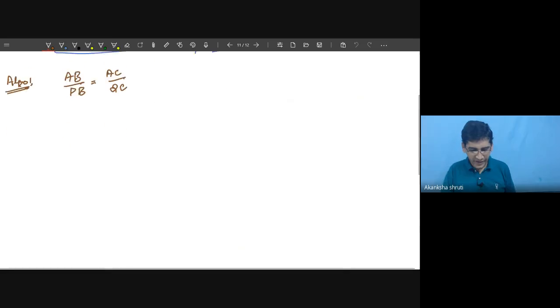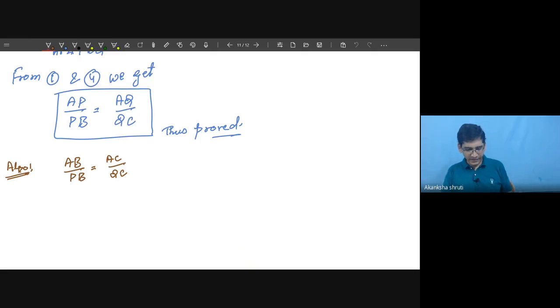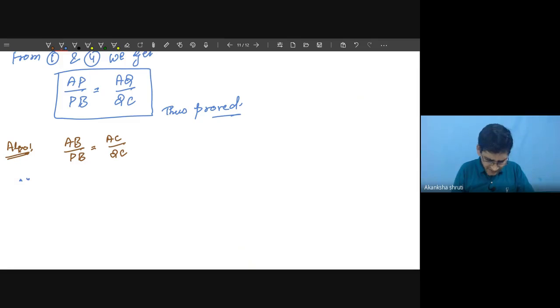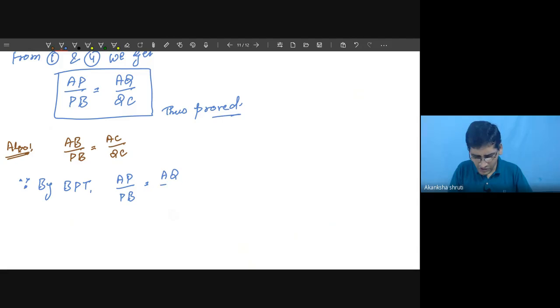How is this? After proving this, you have to prove this corollary. So this is called the derivative or corollary. So write, since by BPT we have just proved AP by PB is equals to AQ by QC. This we have proved by basic proportionality theorem. So this is one of the equations.